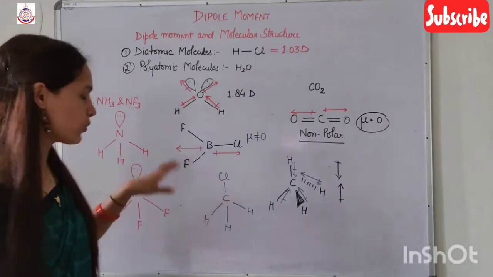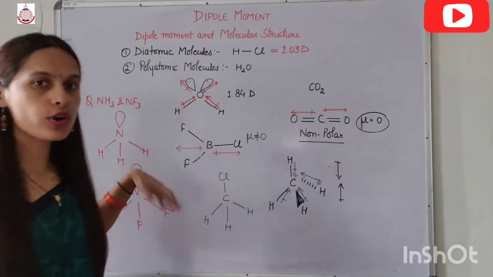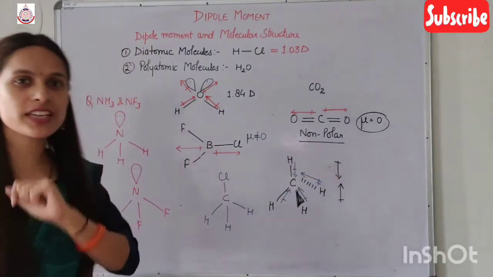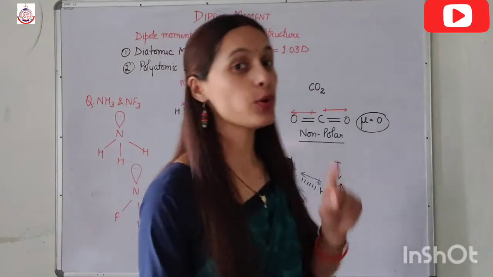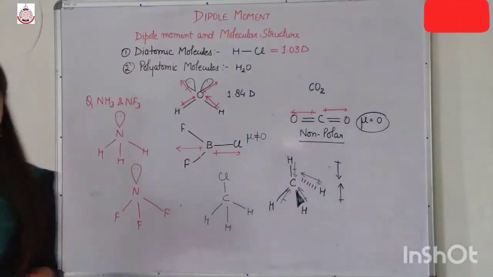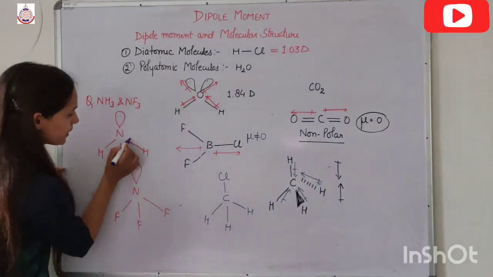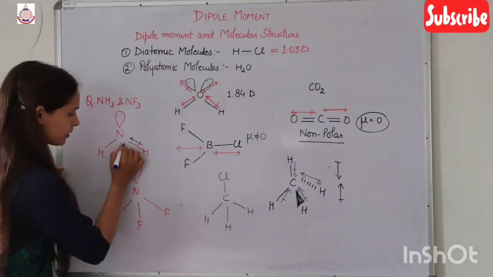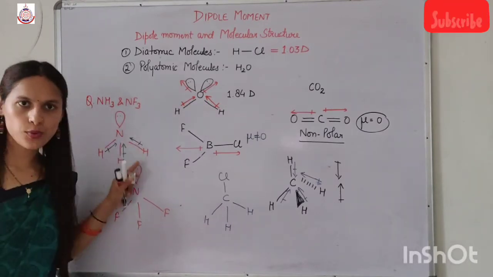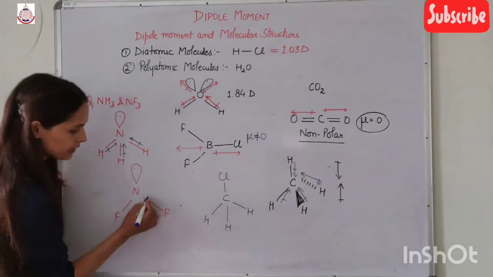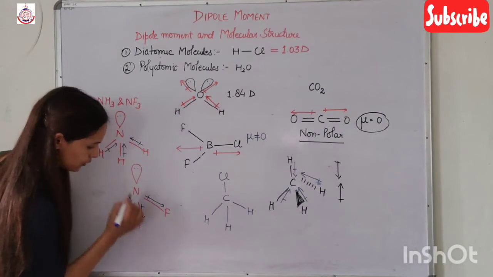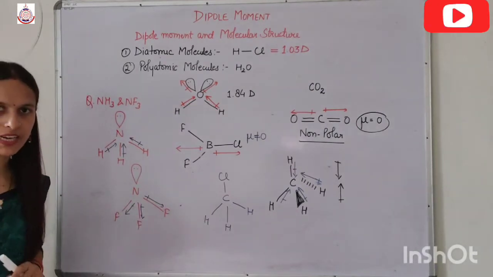As a result of which, what happened? NF3 has more dipole moment as compared to NH3. But actually NH3 has more dipole moment as compared to NF3. Now what is the reason behind this? Look, here the dipole moment is towards nitrogen, because nitrogen is more electronegative than hydrogen. Here the dipole moment is towards fluorine, because fluorine is more electronegative than nitrogen.